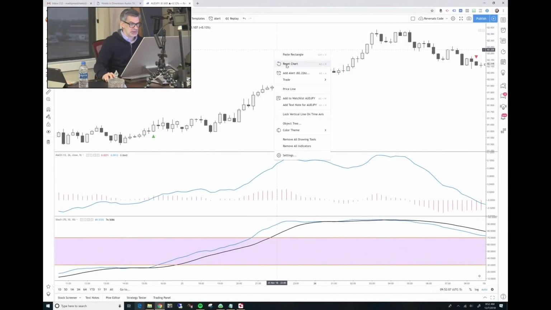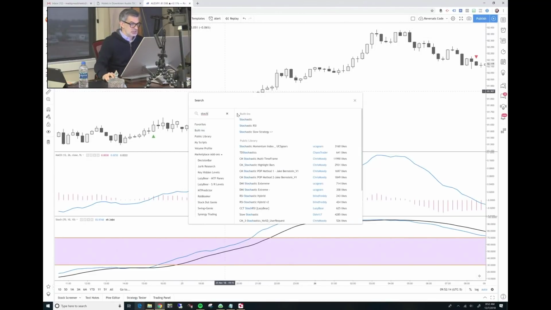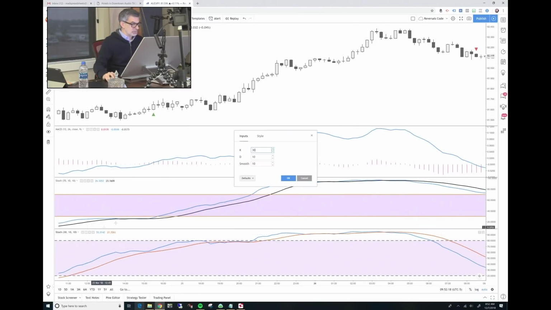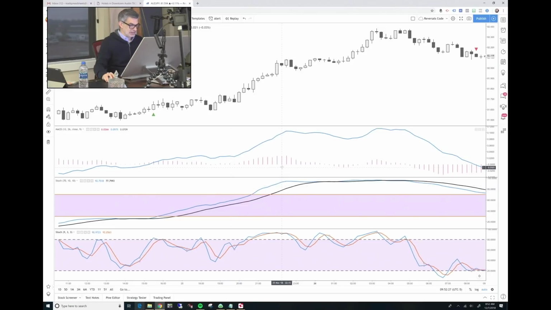And just to show you what I mean, I will add a stochastic oscillator to this chart, and we'll just use the regular settings that come up. So usually people will go 9, 3, 3 for the K, D, and whatever lines. And look at how different that looks.